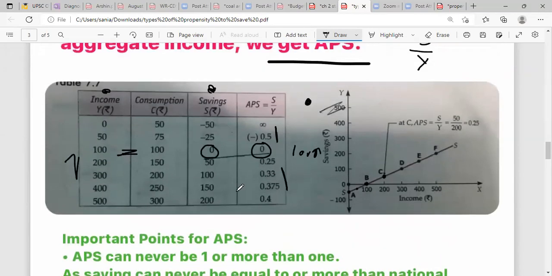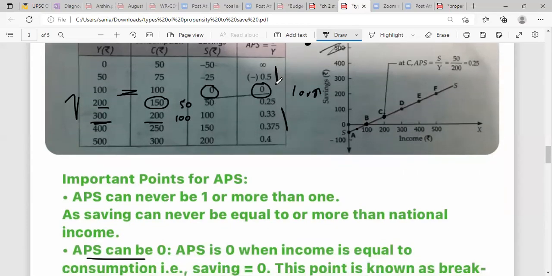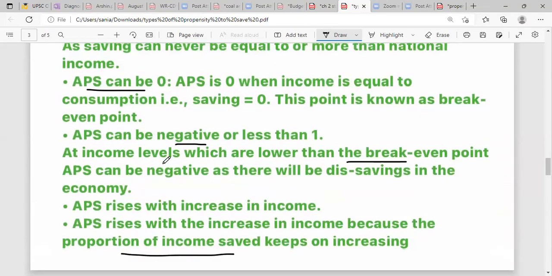See, earlier, for example, your income was 200, you were consuming 150, you were saving only 50. But now you are earning 300, you are consuming 200, but you are saving 100. Why? Because, for example, you can eat 6 chapati. So with increase in income, you cannot eat 10 chapati, right? You have limited space in your stomach. So with the extra money, because your income keeps on increasing, but of course your capacity cannot increase, that extra money which you will be keeping, you will be saving. So that's why it keeps on increasing.